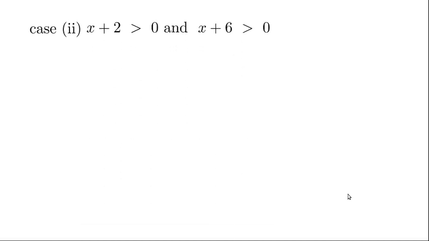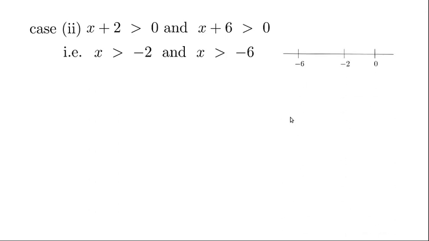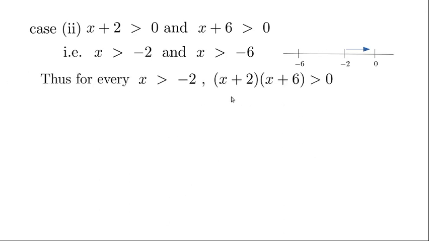Second case, what it says is x plus 2 positive and x plus 6 also positive. That is, x greater than minus 2 and x greater than minus 6. Again on the number line we can note that any value of x which is greater than minus 2 is greater than minus 6 also, and hence the derivative f dash of x will be positive. That is, for x greater than minus 2, x plus 2 into x plus 6 is greater than 0.